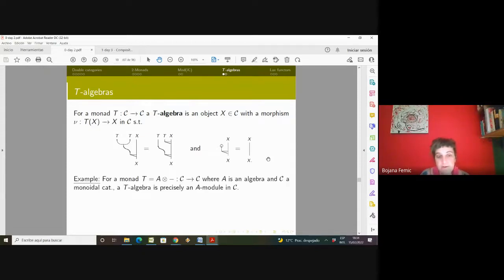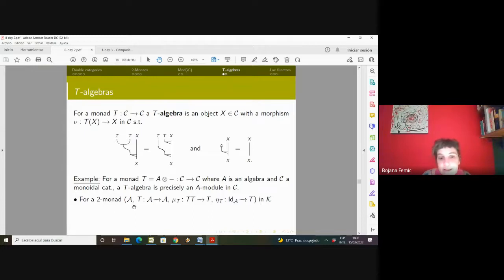Well, this looks familiar. If you consider that monad induced by an algebra in a monoidal category and given by just tensoring with A, then a T-algebra is precisely an A module in C. So imagine here that this nu is this morphism, and so you have these axioms. Okay, so this is immediate. And now I recall this definition in order for you to understand the motivation how to define T-algebras for two monads. And this I define here below.